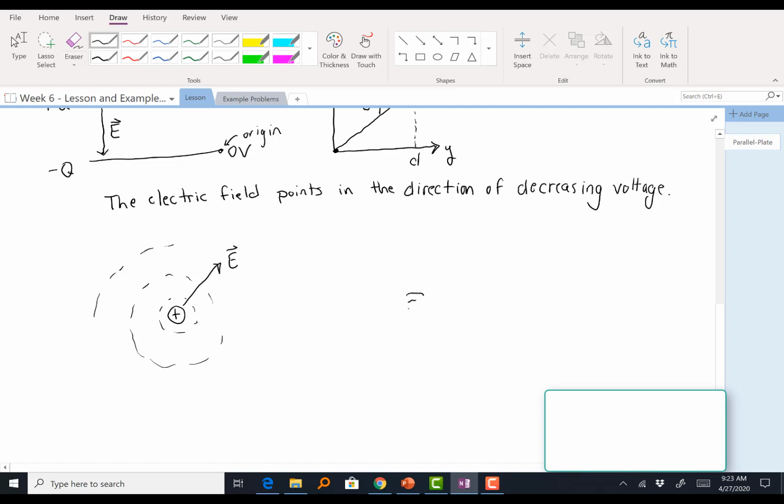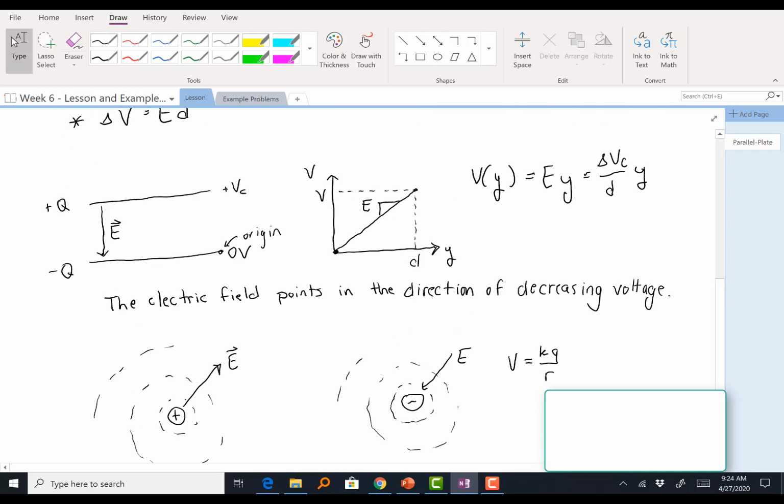For the negative charge, the electric field is pointing towards the negative charge, and the magnitude of my voltage is getting bigger as I'm getting closer to that negative charge. Since it's a negative charge, that voltage is going to be negative. All right, so it's decreasing to the left on my number line, getting more and more negative. Okay, so the electric field is going to be pointing right in the negative direction. It's going to be pointing in the direction as the voltage is getting more and more negative.